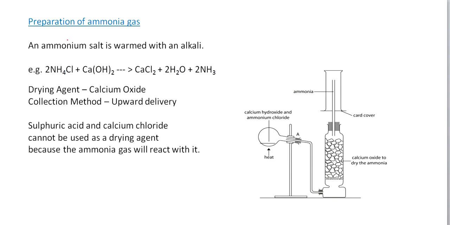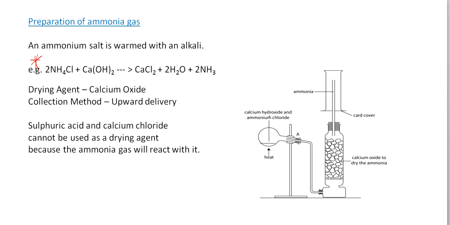How do we prepare ammonia gas? In order to prepare ammonia gas, an ammonium salt is warmed with an alkali. You need to remember this equation: 2NH4Cl plus Ca(OH)2 produces CaCl2 plus 2H2O plus 2NH3. So you have ammonium chloride reacting with calcium hydroxide to produce calcium chloride, water, and ammonia gas. Now, ammonia gas is less dense than air, and you need to remember this diagram again.